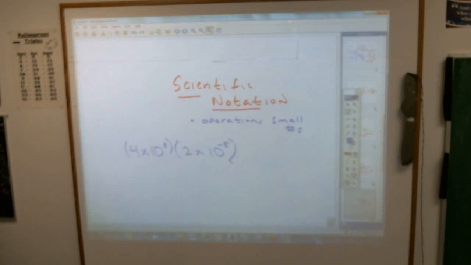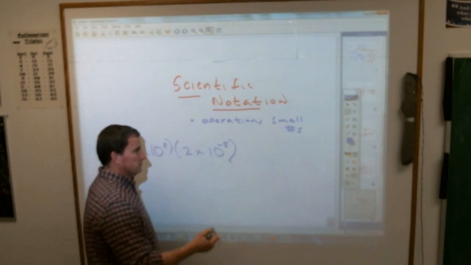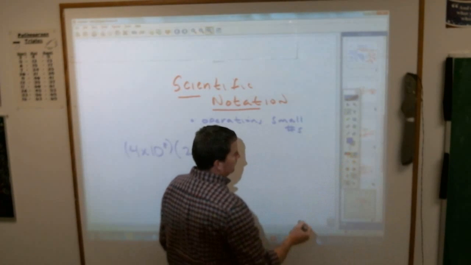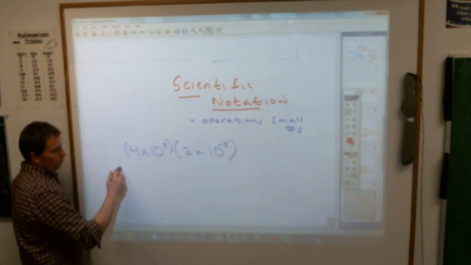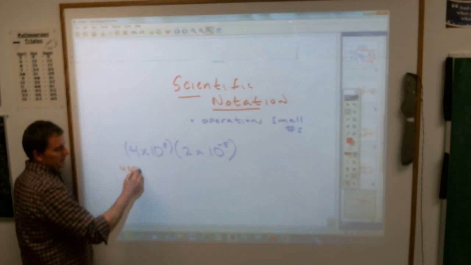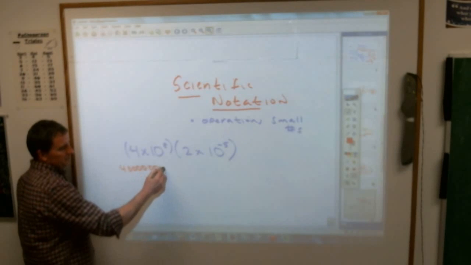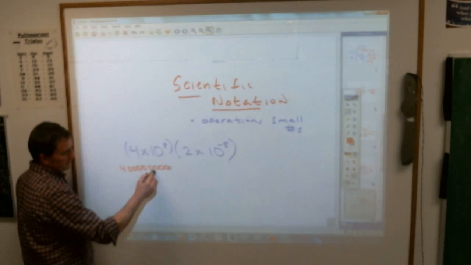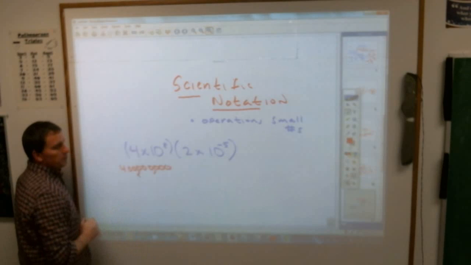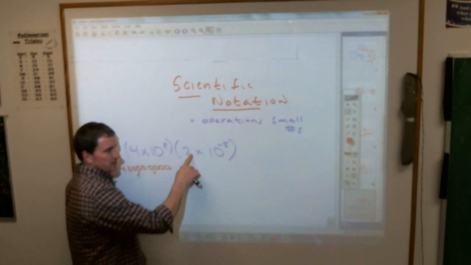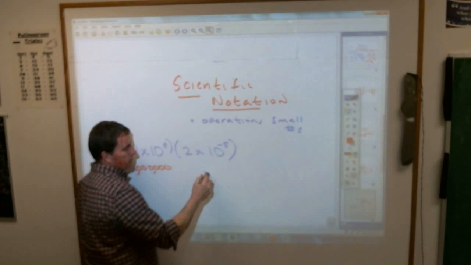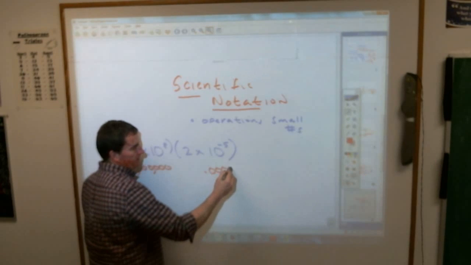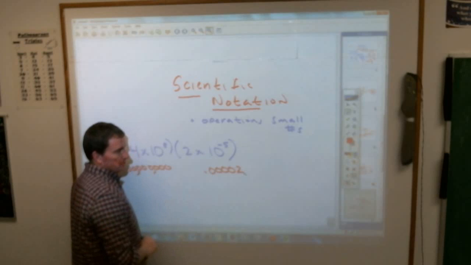Which, let's not forget what that means in the real world. You know, we do all this stuff and then we forget really what we're doing here. This is 4 with 8 zeros after it. Is that 8? It's like 8. 400 million. This, since it's a negative exponent, is a 2 behind 4 zeros.